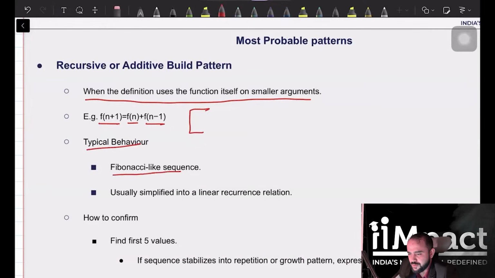If you guys don't know what a Fibonacci series is, again, that is not relevant here. That is not what the point is, but it is 1, 1, then the sum of last two terms 2, then the sum of last two terms 3, then the sum of last two terms 5, and so on.